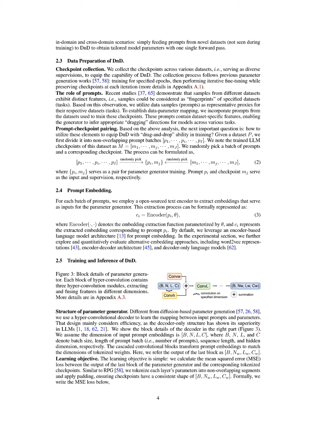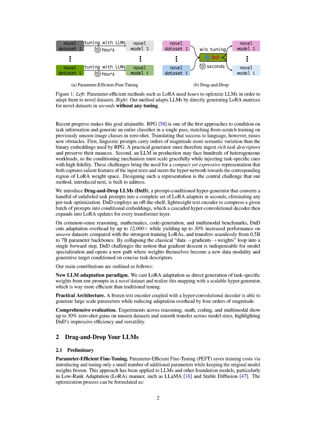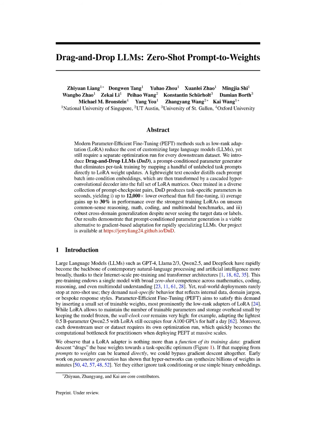Next, a pre-trained text encoder extracts embeddings from these prompt batches, which serve as inputs for the parameter generator. The generator, structured as a cascaded hyperconvolutional decoder, then processes these embeddings to produce task-specific LoRA updates for each transformer layer. Finally, during inference, DND can generate tailored model parameters for novel datasets in a single forward pass, effectively bypassing the need for traditional task-specific training.